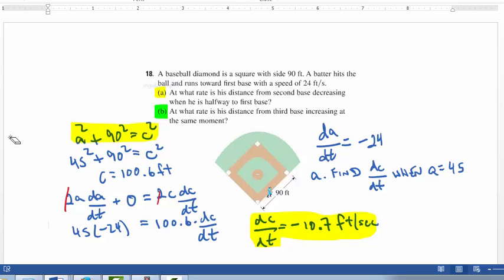So we're dealing still with the moment in time where he's halfway to first base. I mean, this picture isn't super accurate. He's a little bit closer to home, but we'll just use this in forming the triangle. So we're looking at his distance from third base. So we're looking at this distance here.